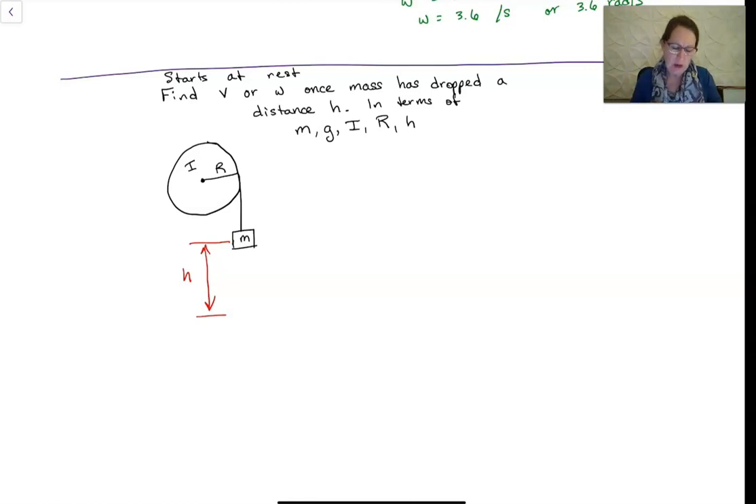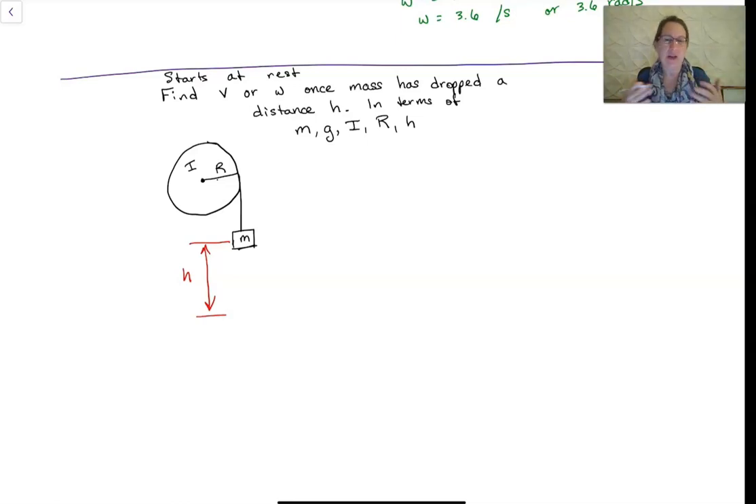So this is a big disc pulley, if you like, that has a mass hanging from it. We start at rest, the mass falls, and this pulley unwinds. And so it falls some distance h, and we want to find the v of the mass or the omega of the disk once it has dropped a distance h. And there are no numbers here, so we're just going to do it in terms of letters, which I know is everybody's favorite.